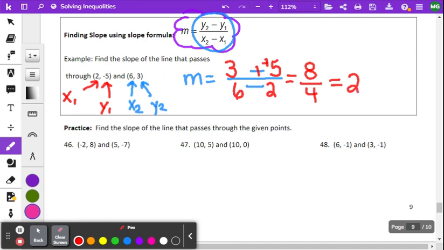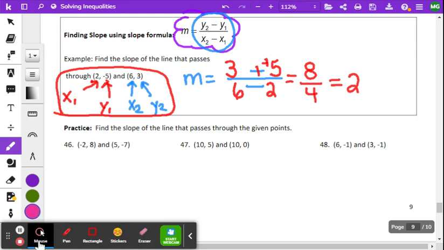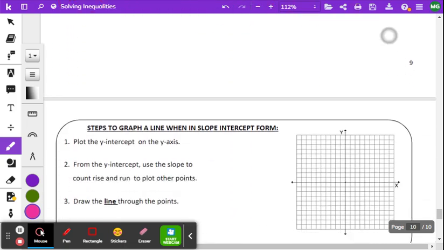So it is totally up to you if you want to label your points like this and then drop them into the formula. That totally works. If you want to use the other method where I put any x value under the y value, that will work as well. Okay, so that is up to you. So you're going to go ahead and do these 3 problems.